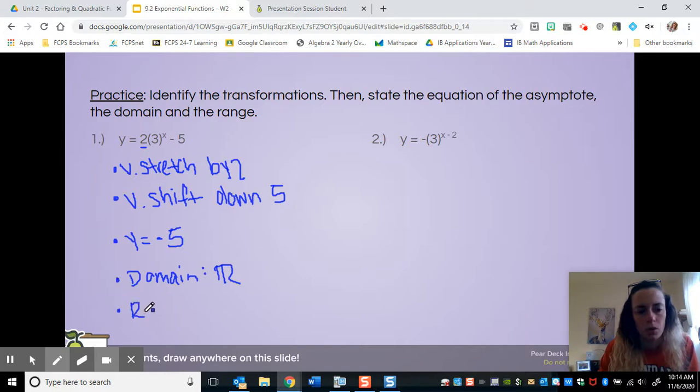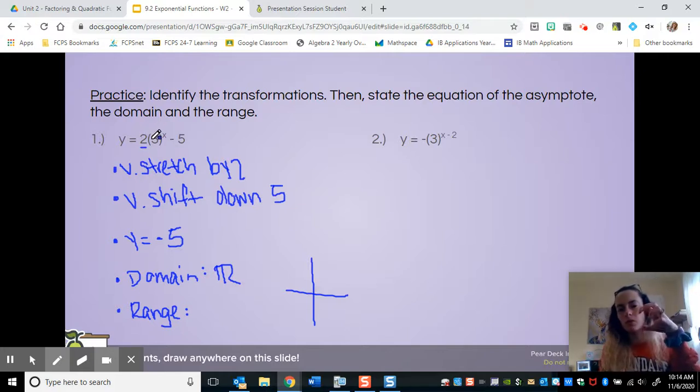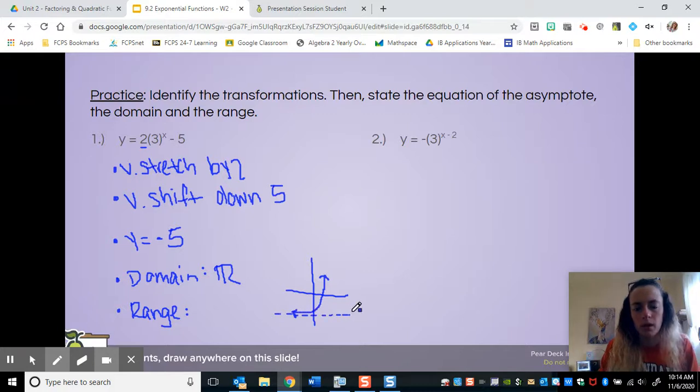And my range. To find out your range, it might be helpful to graph this function just so you can get a feel for what the graph actually looks like, if you're a visual person especially. I'm going to do a quick sketch of it over here. I know it's been stretched by 2, so it'll be a little taller and skinnier than normal. But also, more importantly, it's been shifted down by 5. So instead of looking like here, it's going to be down here with that asymptote at -5.